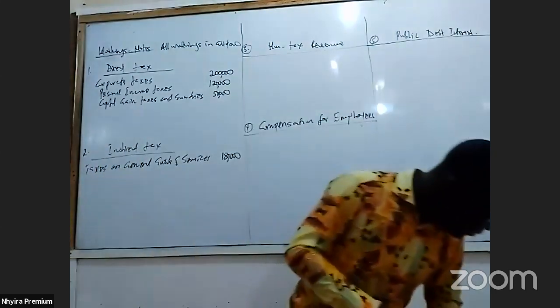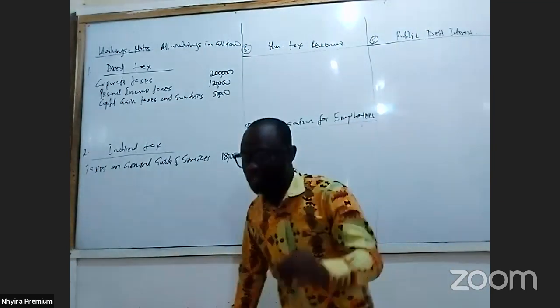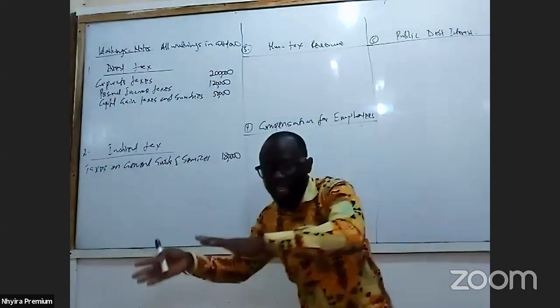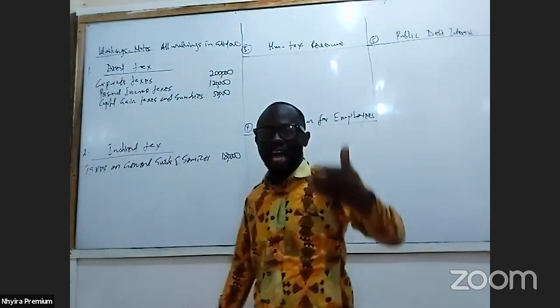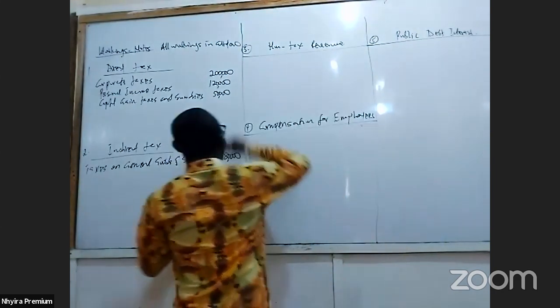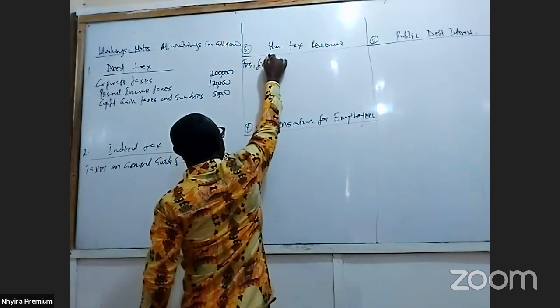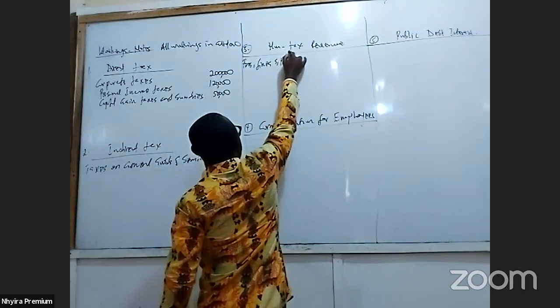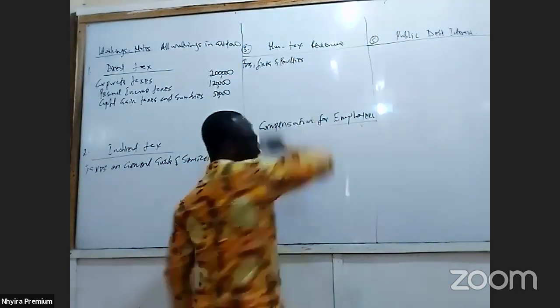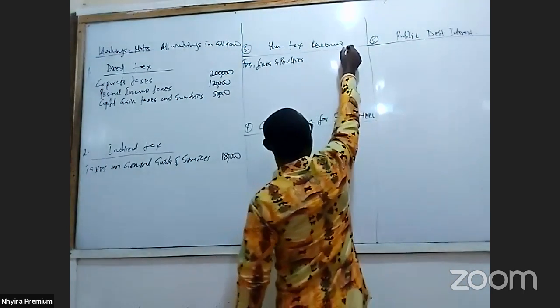Then let's go. Next one, fees, fines, and penalties. These are non-tax revenue. So they will come under non-tax. Fees, fines, and penalties. That is 80,000.